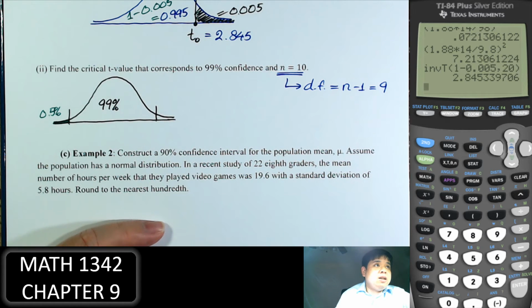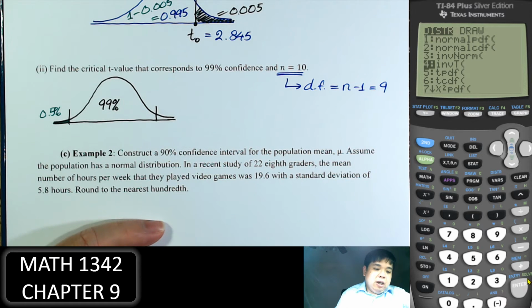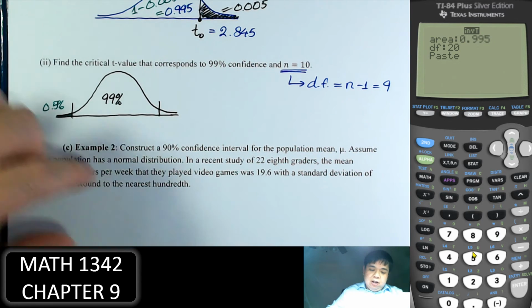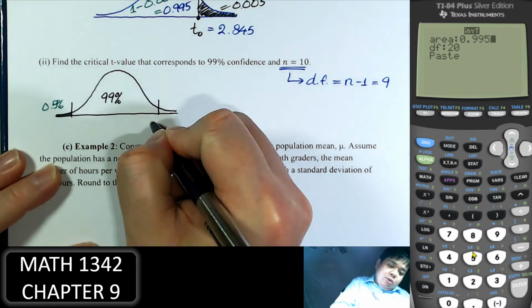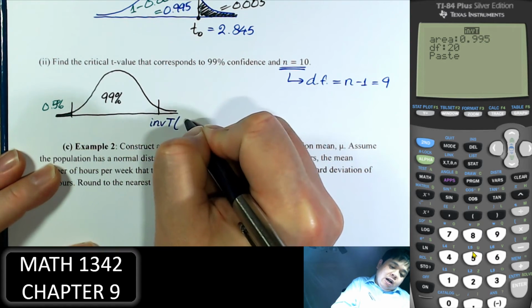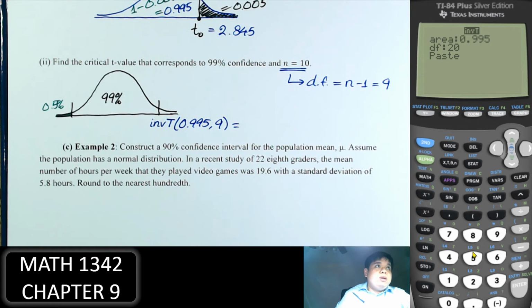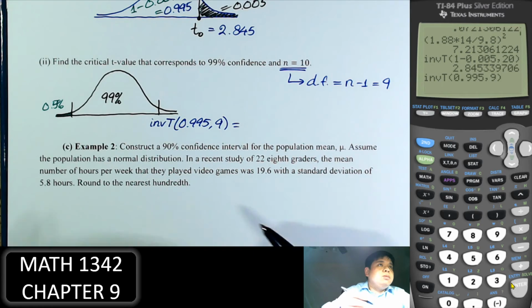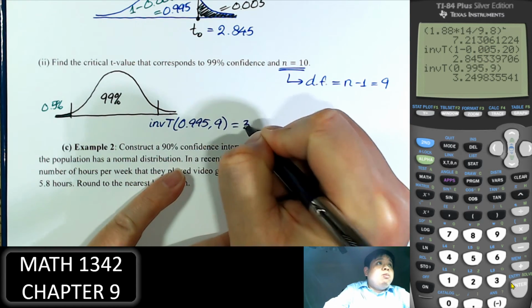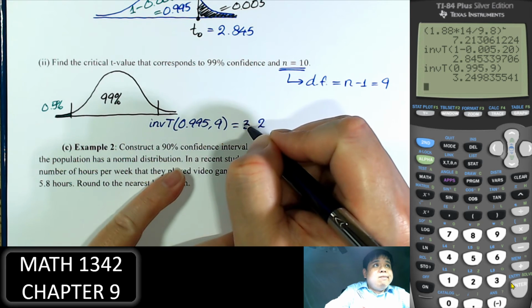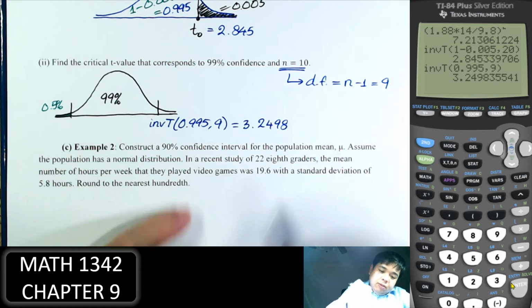Right, I'll just calculate. Second variable, inverse t, and this we have 0.995, because 99% and 0.5%. This is just inverse t of 0.995. Degrees of freedom is 9. So that's all we specify. And then calculate. It's 3.2498. Right, so simple enough.